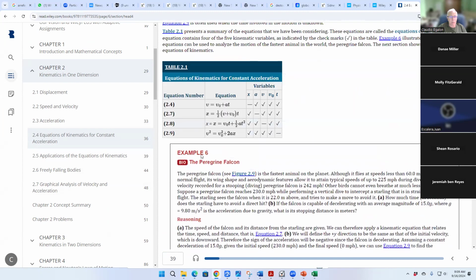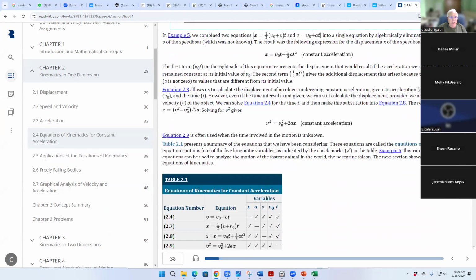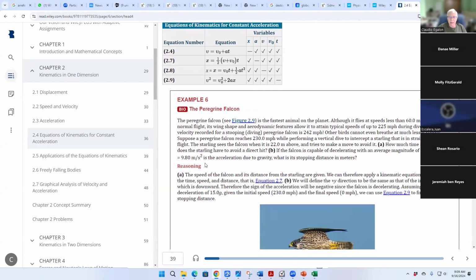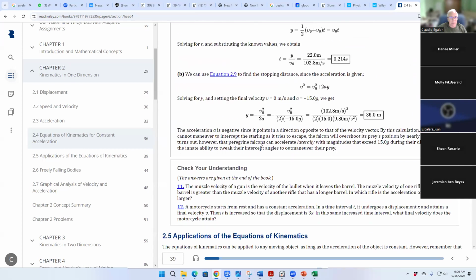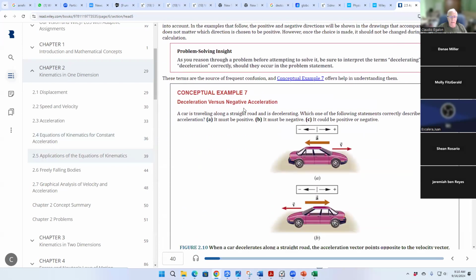This example can be interpreted as a type of relative motion problem. It's so poorly formulated that even myself, when I look at that, I would interpret this problem as a relative motion type of problem, which is further down the line, not now. Okay. So in the applications of the equations of kinematics, deceleration versus negative acceleration. Yeah, let's cover that.